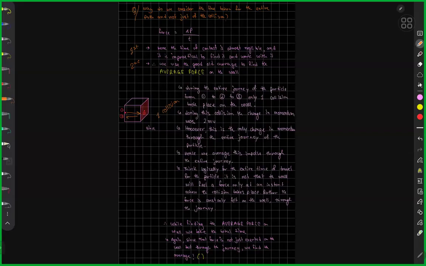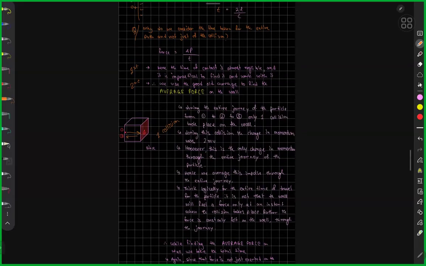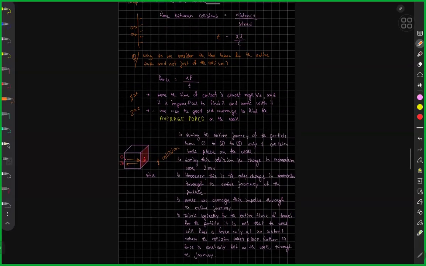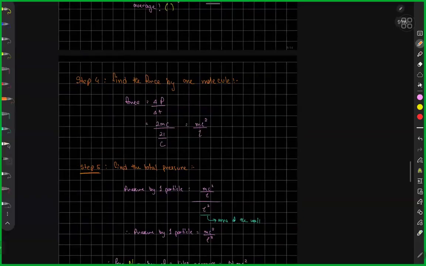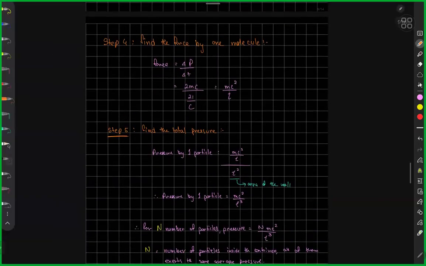Great. They won't ask you this, by the way. If they do ask you, you just say that the time of collision is very negligible, so we consider the entire time of the journey. Those two simple sentences you write if they ask you, but otherwise they are not going to ask you this in general. Okay. Now step 4.